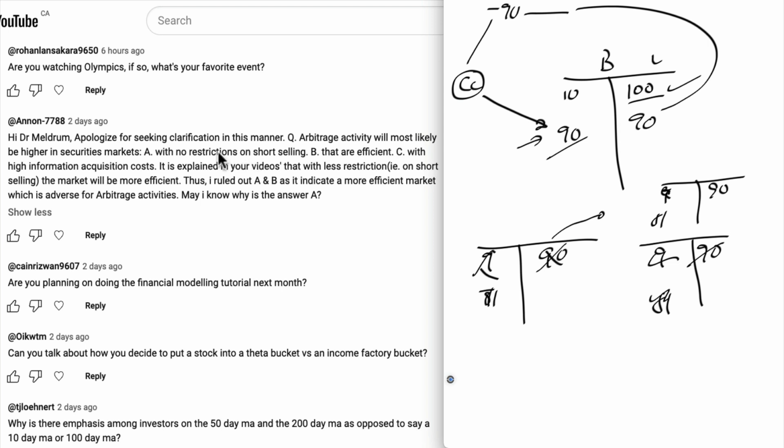Arbitrage activity will most likely be higher in securities markets with no restrictions on short selling, that are efficient. Well, if they're efficient, what arbitrage opportunities would you have with high information acquisition costs? I'd probably say with no restrictions on short selling. If you have restrictions on short selling, arbitrage is going to be difficult because it requires being long and being short. If you can't be short, how are you going to arb? It is explained in your videos that with less restriction, the market would be more efficient. True. Thus, I ruled out A and B. The arbitrage would most likely be higher in securities markets with no restrictions on short selling. Yeah, it would.